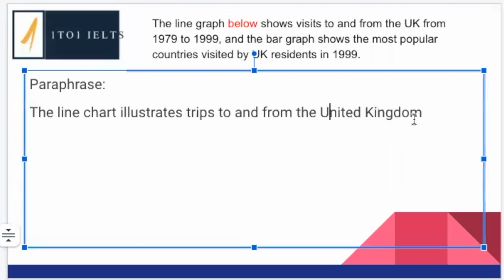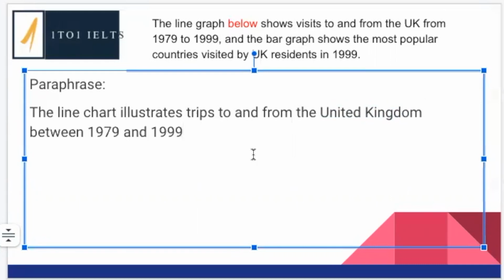Instead of the United Kingdom, could I write England? No, do not make this mistake. The United Kingdom is made up of more than England. So this would not be an accurate paraphrase. So just simply write it out in full. And then from 1979 to 1999, instead of from and to, we can use between and. And then moving on to our next one.